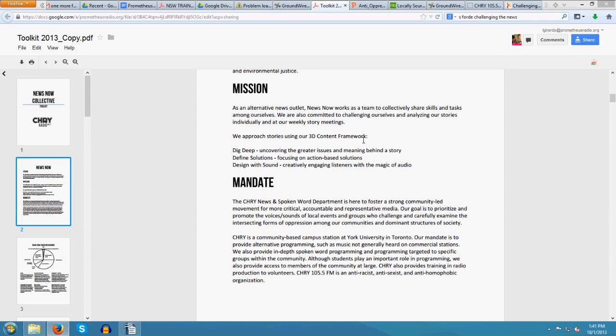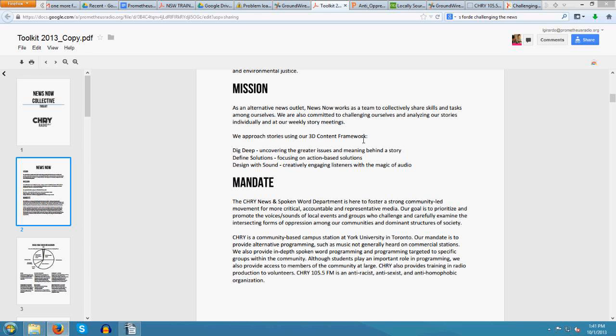And finally, we have our mandate that just explains that, basically, we're a community-based station, and we're here to foster a strong community-led movement for more critical and representative media. We also have very practical things that are helpful for our volunteers, such as the breakdown of the hour. We have a weekday program from 5 to 6 p.m., and we try to cover specific topics. Because we're on a campus, we have a campus report, one feature interview, community listings, as well as an independent arts and culture report.